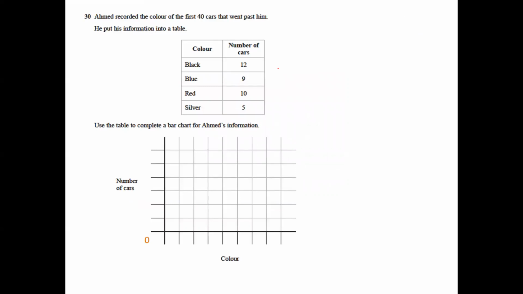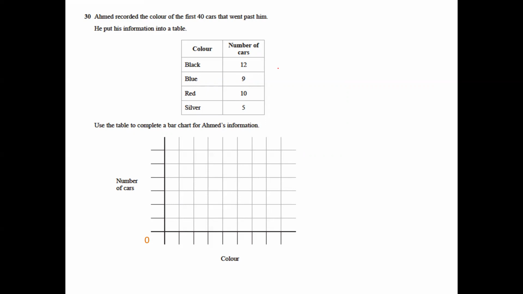30th question. Oh, this is the last question in this video. Ahmed recorded the color of the first 40 cars that went past him. He put his information into a table: 12 black, 9 blue, 10 red, 5 silver cars. Use the table to complete a bar chart of Ahmed's information.